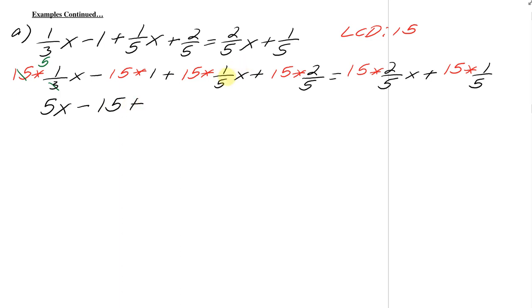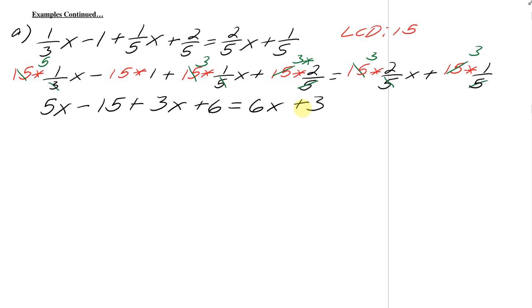Continuing on, 5 goes into 15 3 times, so 3 times 1x will leave me with just 3x. And then 5 goes into 15 3 times. 3 times 2 is 6. So this is plus 6. Okay, and now moving on to the side past the equal sign. 5 goes into 15 3 times. So I'm left with 3 times 2x. So this will be 6x. And then finally, I've got 5 goes into 15 3 times. 3 times 1 is 3. So here's what I'm left with in this problem.